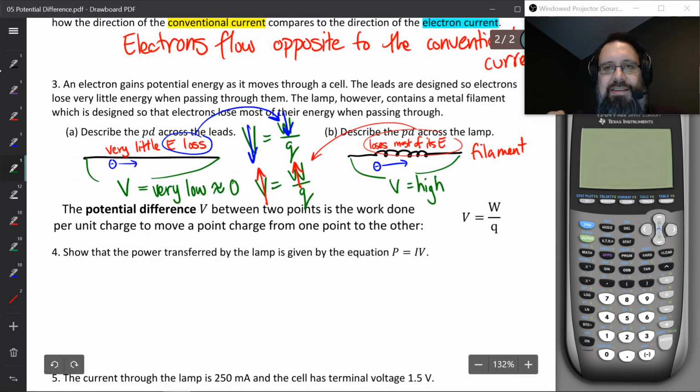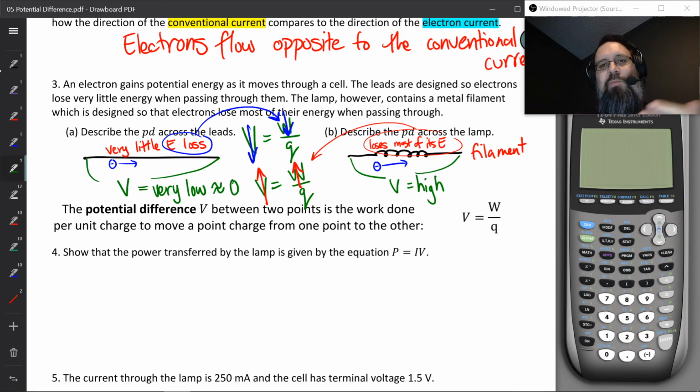But then devices like lamps and resistors and other circuit components are designed for the electrons to lose their energy, because you want the energy to be transferred from the electrons to your device. Like if you have a television, you want the energy from those charges to go into operating your television. If you have a heater, you want the energy of the electrons to go into your heater. And so we say that the source of that energy is a potential difference. So the potential difference is transferring energy from the electrons to your device.